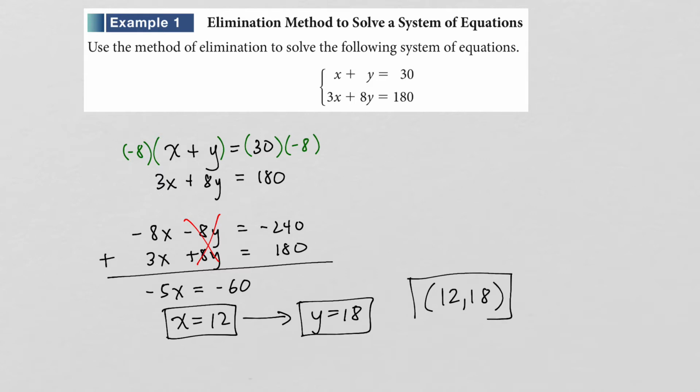So when using the method of elimination, you can eliminate either variable. So what I recommend is just to eliminate whichever variable is easiest.